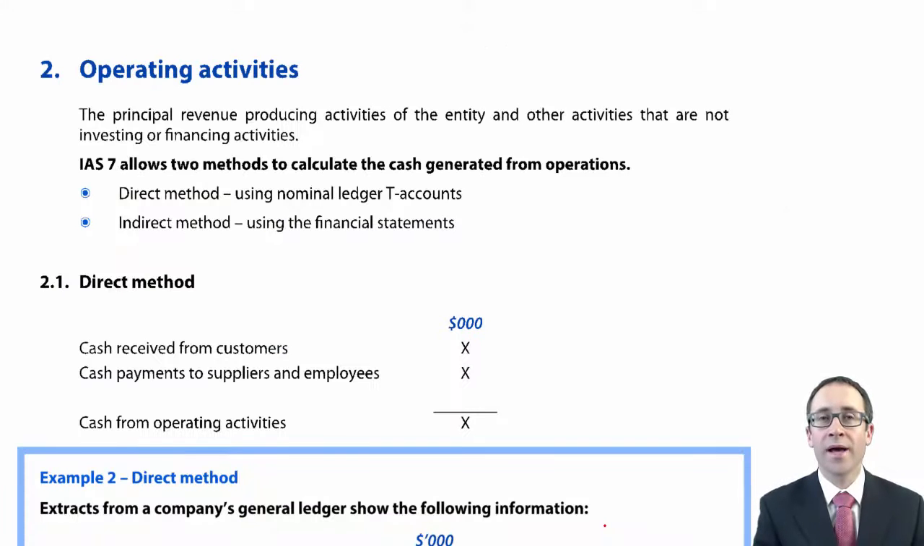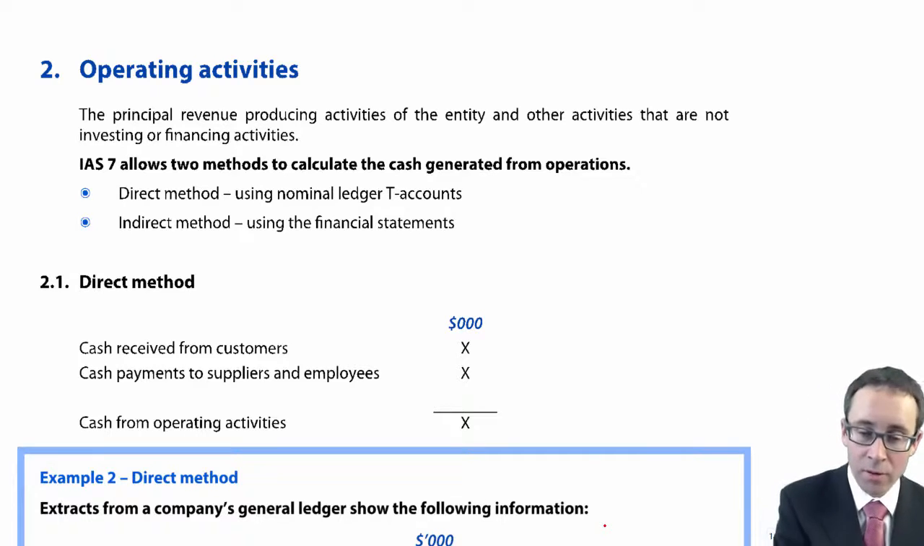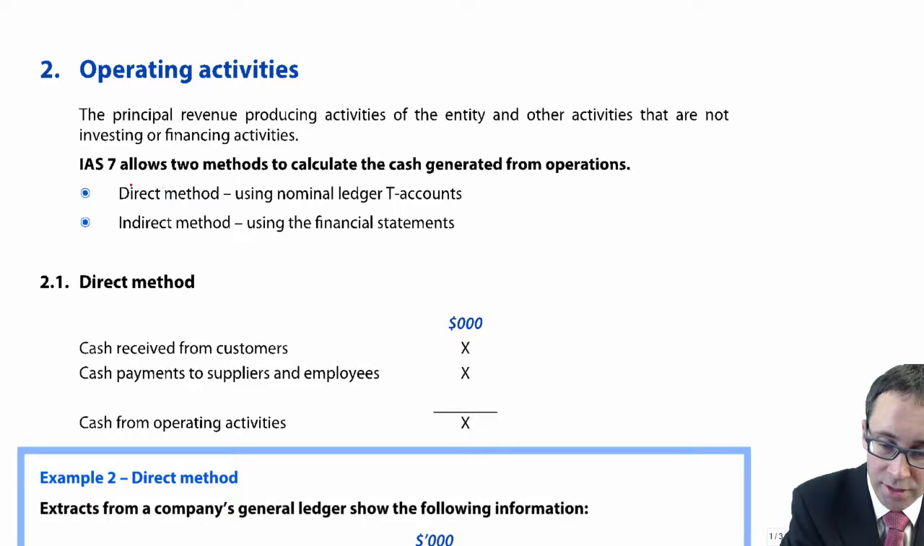Let's go through now and look at how we calculate the cash flows from your operating activity. Remember, your operating activities is looking at your day-to-day business. So how do we generate cash from the buying and the selling of goods? There are two methods in which we can work out your cash generated from your operating activities. The first one is the direct method.